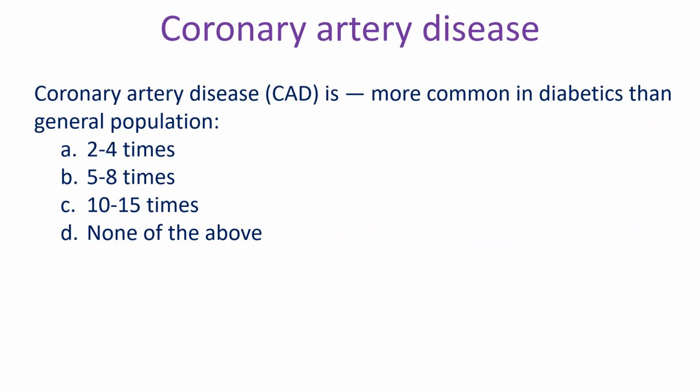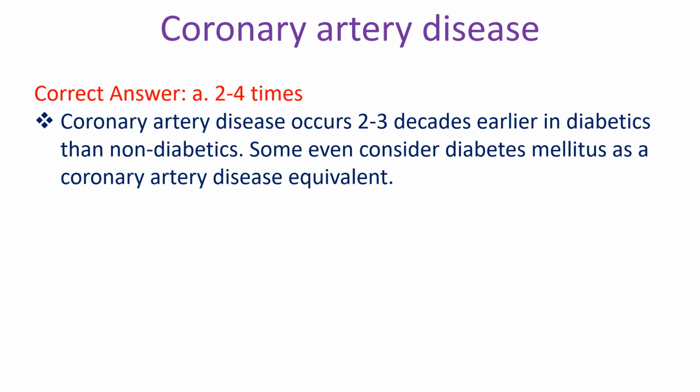Coronary artery disease is dash more common in diabetics than the general population. A. 2 to 4 times, B. 5 to 8 times, C. 10 to 15 times, D. None of the above. Correct answer A. 2 to 4 times. Coronary artery disease occurs 2 to 3 decades earlier in diabetics than non-diabetics. Some even consider diabetes mellitus as a coronary artery disease equivalent.